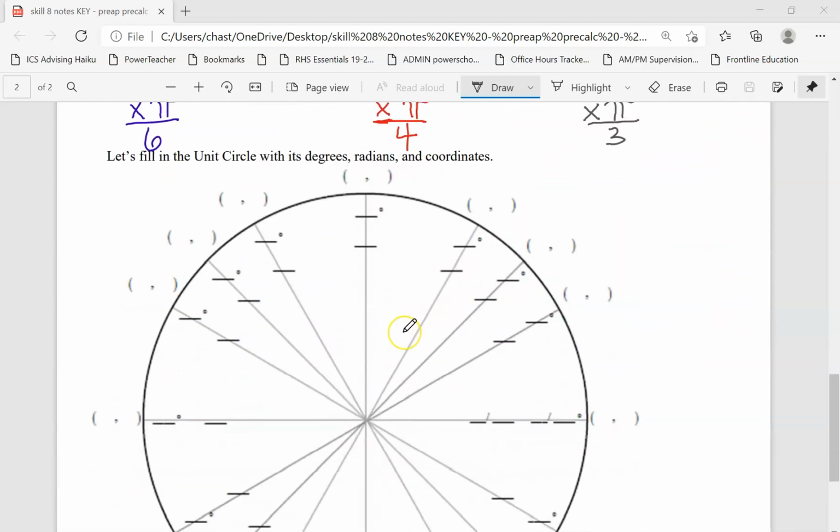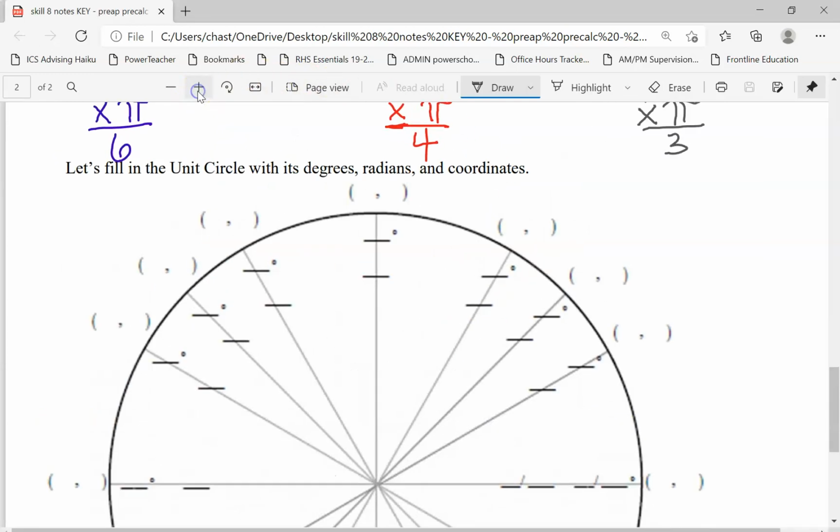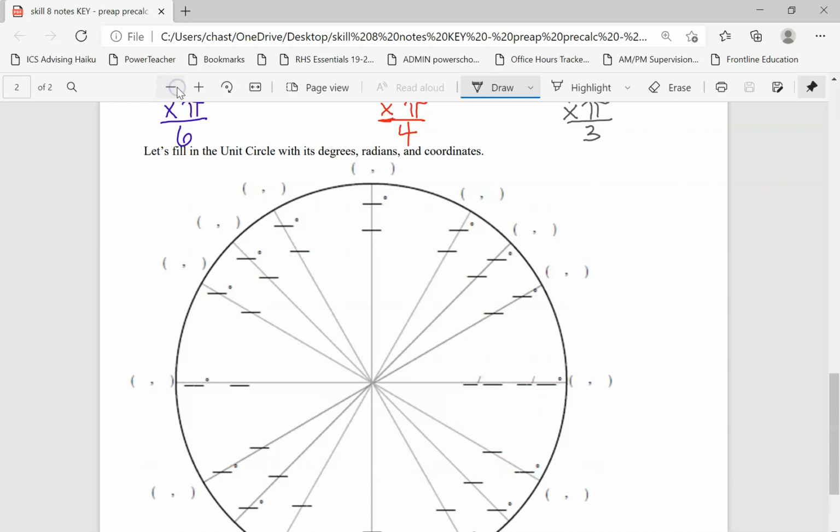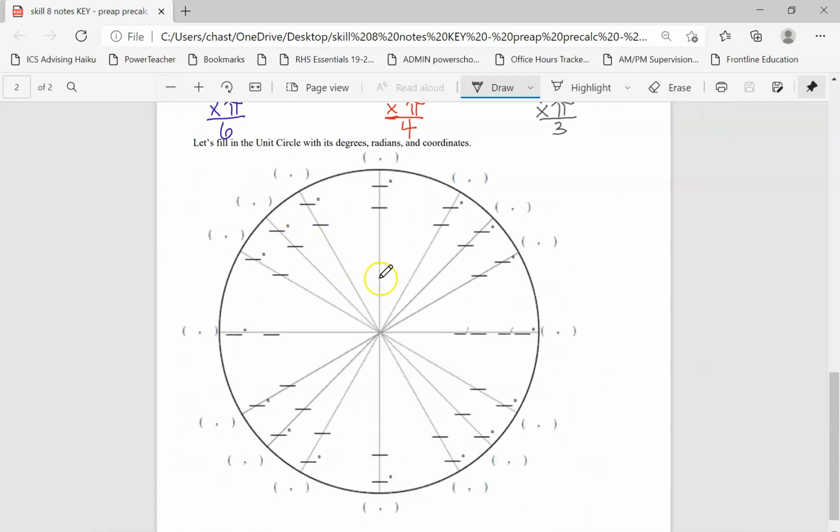All right, here is the second video. So now we're going to actually fill in this unit circle with the radians and the degrees and the coordinates. Whoops. So I'm going to make this a little bit smaller so I can fit it all on the screen.